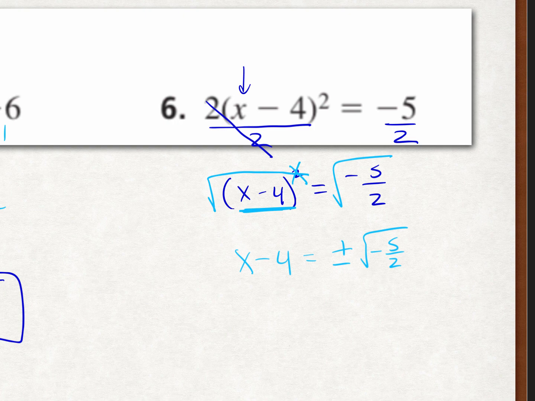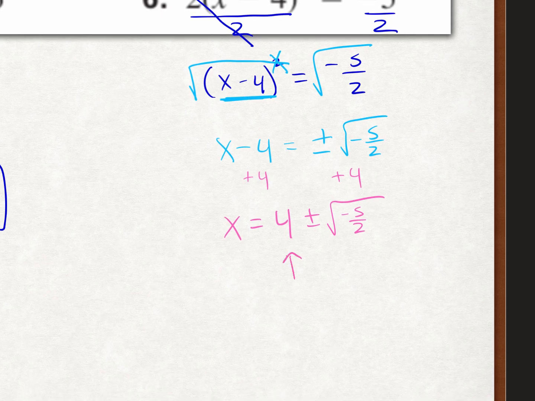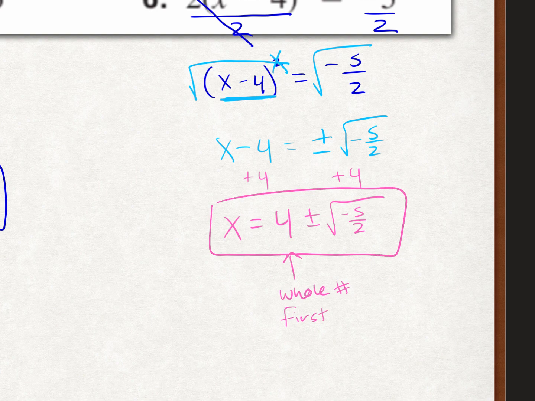And then the very last step, since we need it to be x equals, we have to get the x all by itself. So I'm going to add 4 to both sides. So x is equal to 4 plus or minus square root negative 5 over 2. And the 4 comes first because we always put the rational number first and put the square root second. So the whole number first. And the square root would just come after it. Yes, it would be wrong if you put it the other way around. Got to have that whole number first.